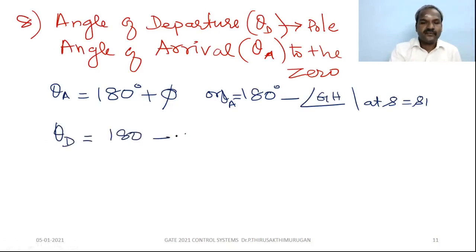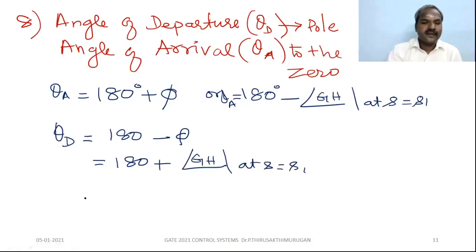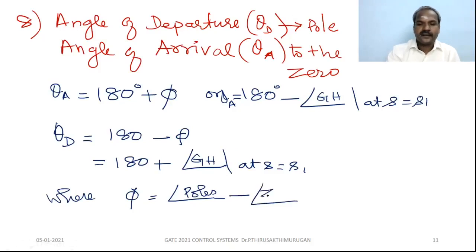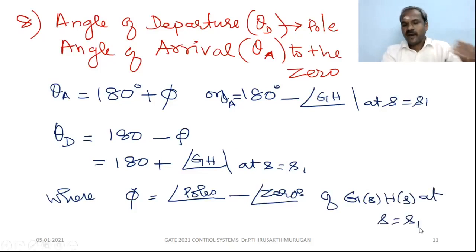180 minus the angle, or otherwise 180 plus angle of GH at S equal to S1, where the angle equals the sum of angle of poles minus the sum of angle of zeros of G(S)H(S) at S equal to S1. Understand or not? So these formulas are very important.